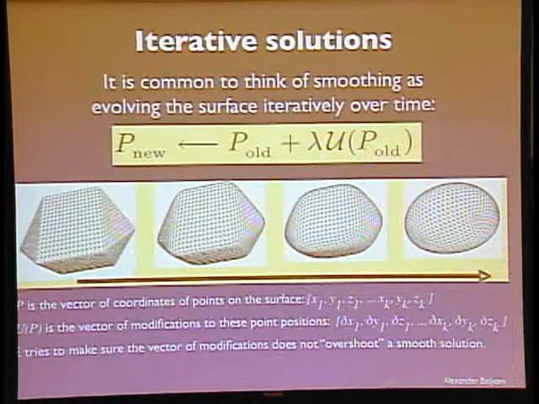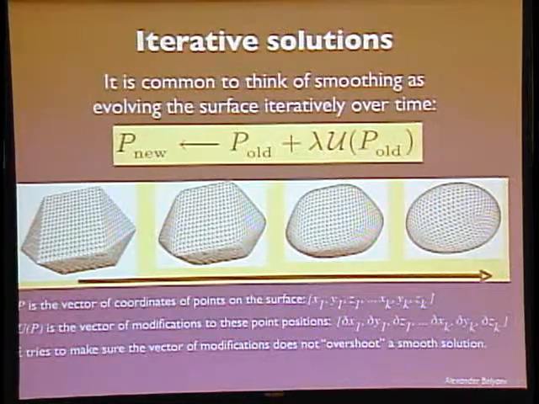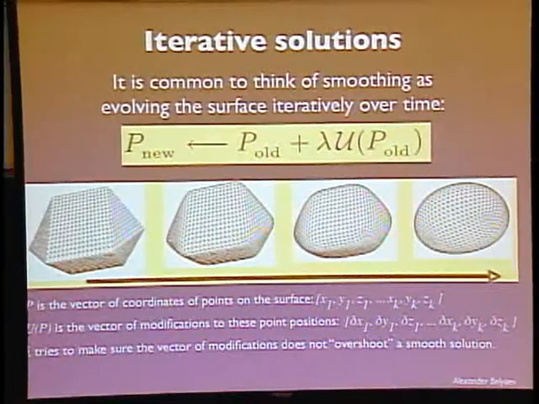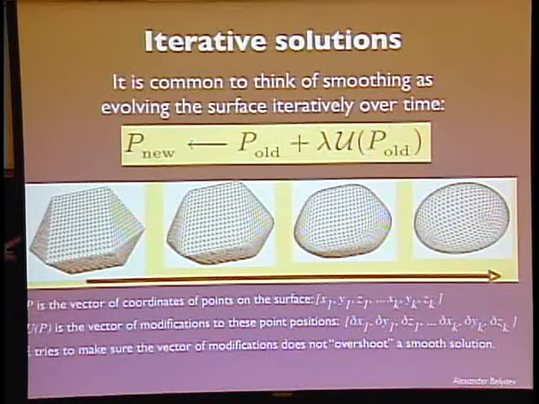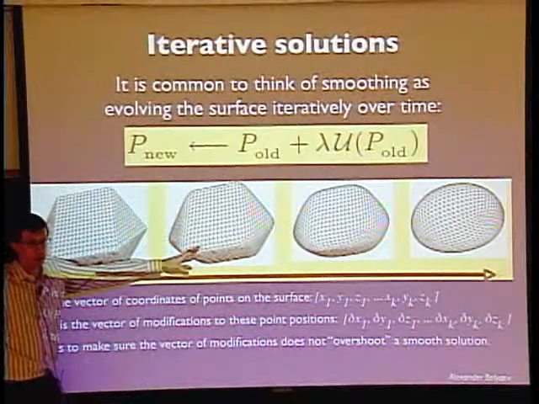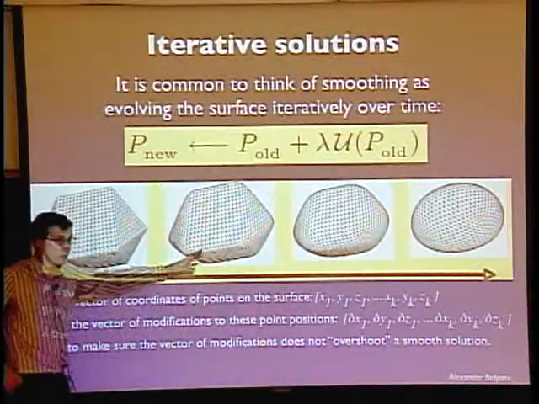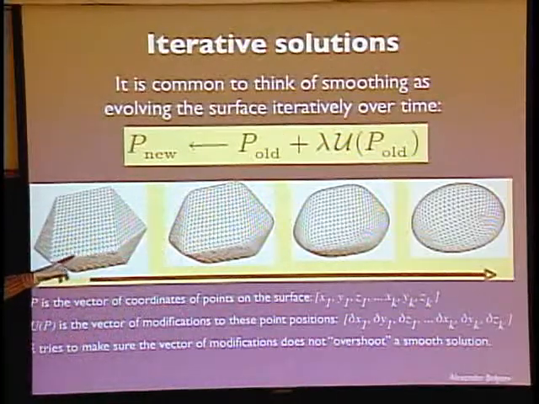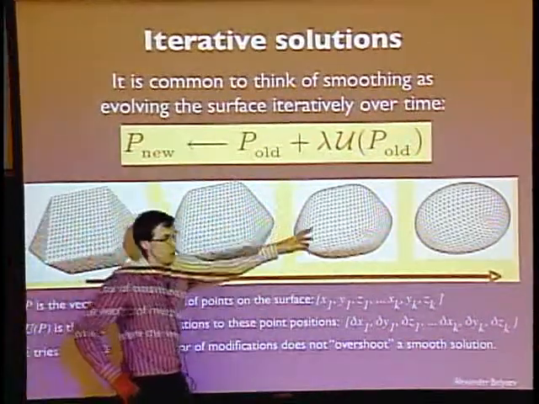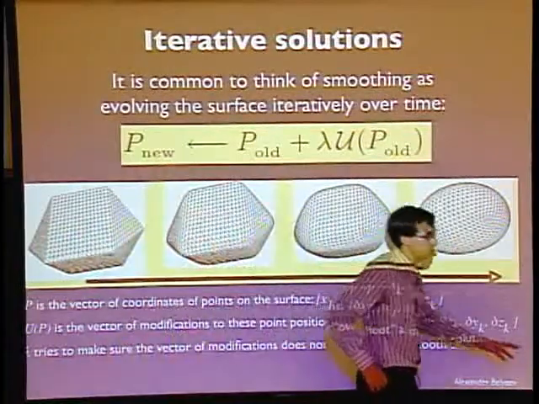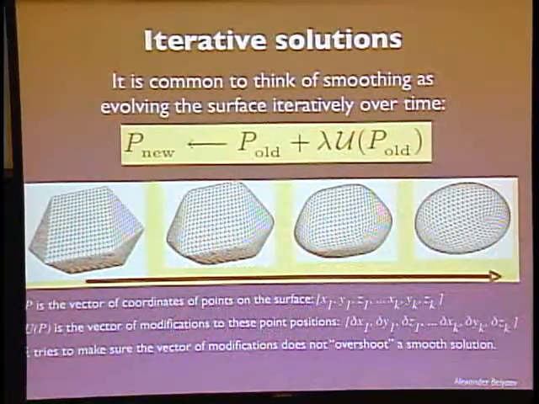Okay, now let's talk about some solutions to this mesh smoothing problem. It's common to think of smoothing a 3D data set as an iterative evolution over time. So we have an initial surface that looks like this, and we are iteratively going to try to take the bumps and bruises out of it. The first time we do it, we end up with this one, which looks a little bit smoother. There's not this hard edge here. And if we do it again, it gets even smoother, and eventually it becomes the smoothest thing you can possibly get, which is a sphere.